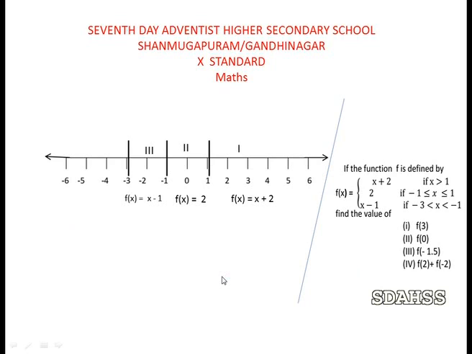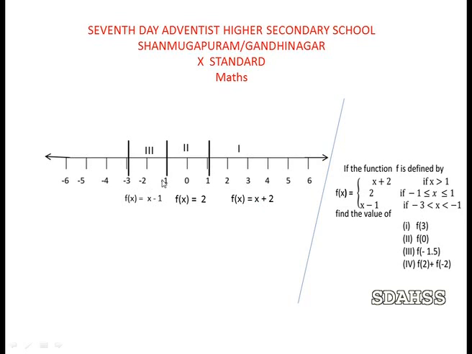The function is defined by 3 parts. For a better understanding, the function is defined by 3 values in the intervals 1, 2 and 3. The first interval is x > 1. x > 1 means the value of x is 2, 3, 4, 5, 6, etc. And the second interval is −1 ≤ x ≤ 1. So here x lies between −1 and +1. The third interval is −3 < x < −1.